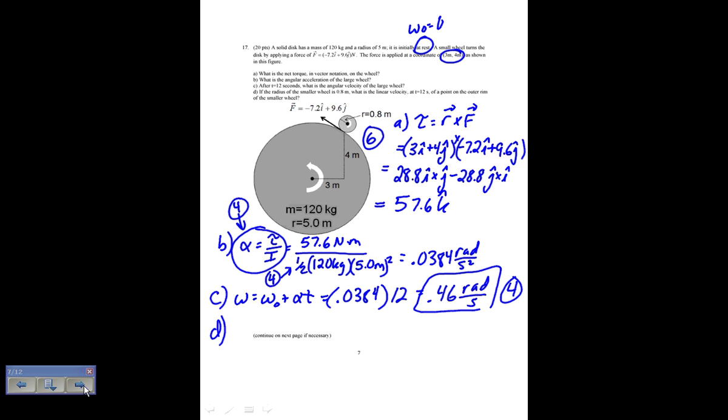And then in part D, I want to know the velocity of the smaller wheel. All right, so the smaller wheel has the same angular velocity as the bigger wheel, because it's actually driving the bigger wheel. So I just want to know what is the linear velocity. That's just equal to omega times r, which is 0.46 times the radius of the smaller wheel. That radius is given right here, 0.8 meters. And that gives me the linear velocity of the smaller wheel, which is 0.37 meters per second. And that was worth 2 points.